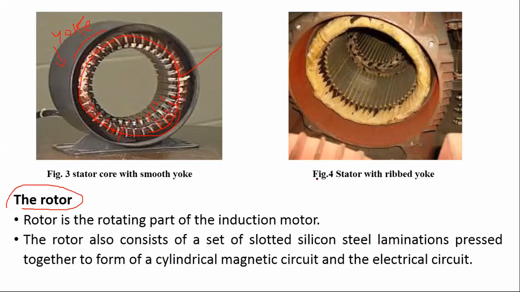Now you can see in this particular figure that the yoke is smooth. Yoke means this outer frame, and it is totally smooth. In this case it is again a three-phase induction motor, and here the frame is a ribbed yoke. Ribbed means it has some fins on the external part of the motor, meaning the yoke part, or outer frame.